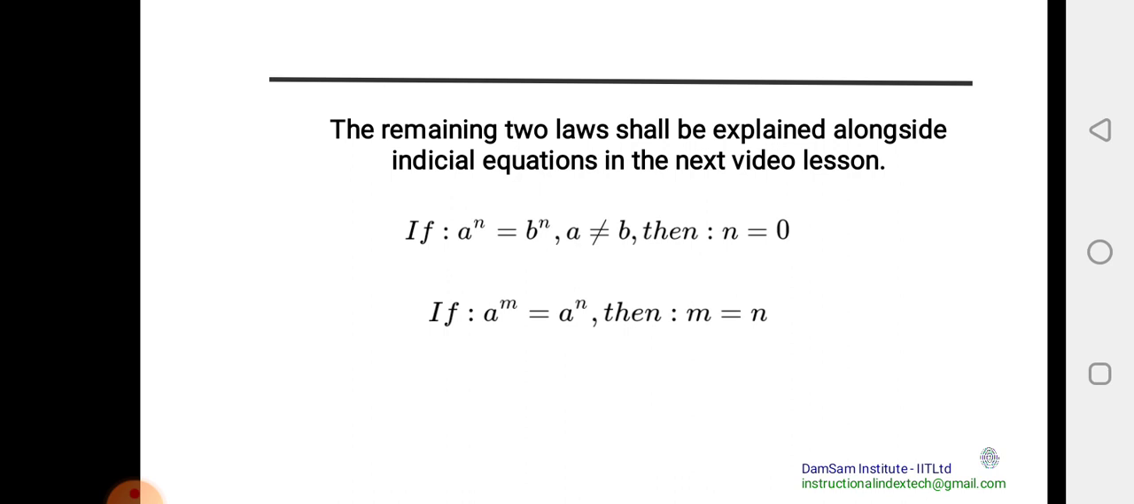So when we look at this very carefully, do not worry, on the next video we're going to have indicial equation in details, and we'll solve enough examples to explain and do justice to this.